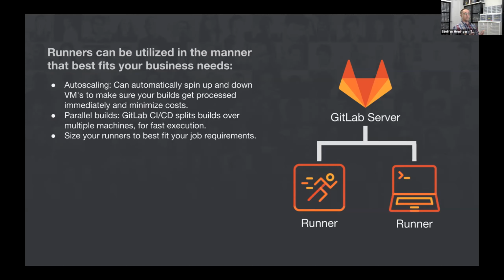So think about auto scaling. Runners are capable of auto scaling. You could provision auto scaling runners via Docker Machine or Kubernetes to spin up, right? So you always have the capacity to process jobs quickly, but also spin down, so you're not worried about resources being wasted or needless costs for unused VMs.